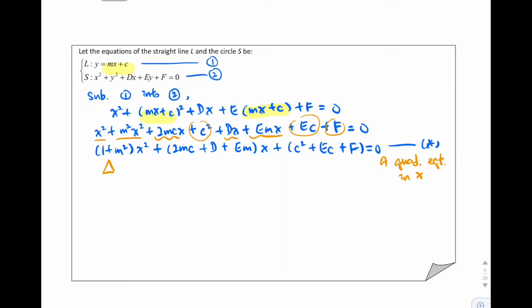So the discriminant of star will be equal to the coefficient of x, b squared minus 4ac.